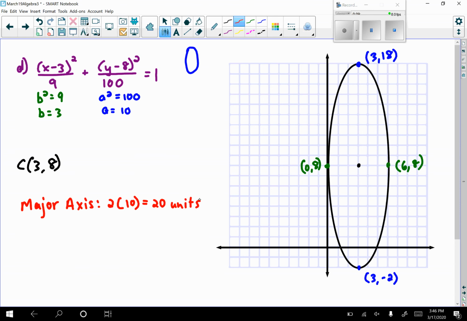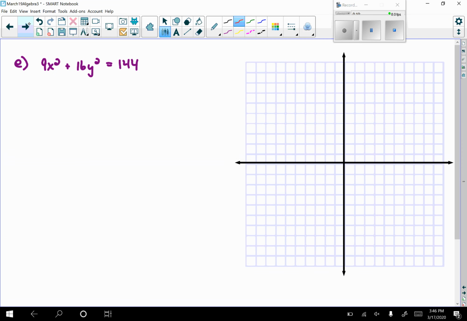All right, so 1A and B were very similar. C and D were very similar. Now let's take a look at E. This one is a lot like our last example from yesterday. It's not quite in that HK form, and you'll see in a little bit, we are going to see something that looks like this with extra X and Y terms. This doesn't have that, but I do want to get this to be a 1, so I want to divide everything up here by 144.